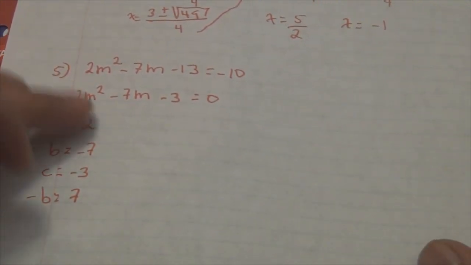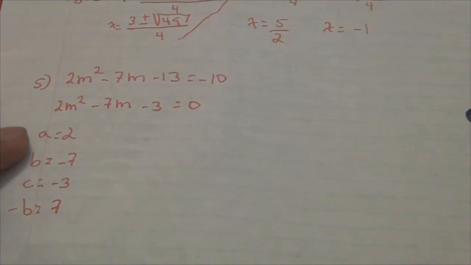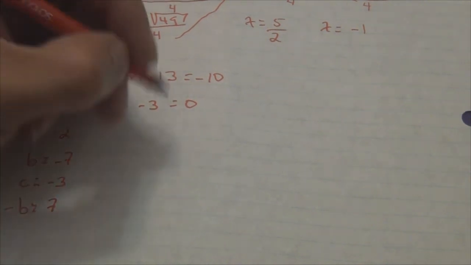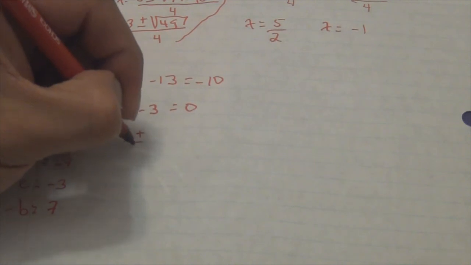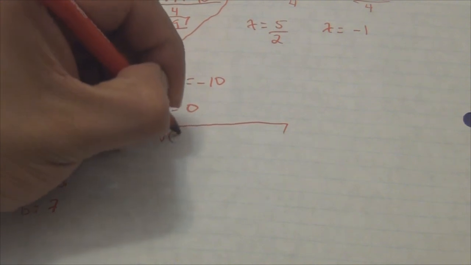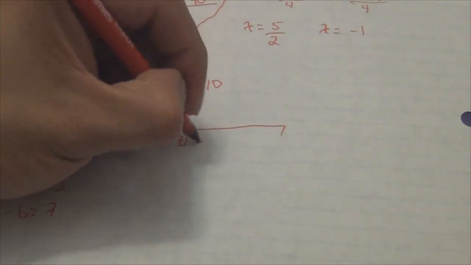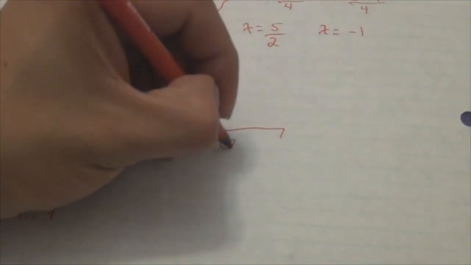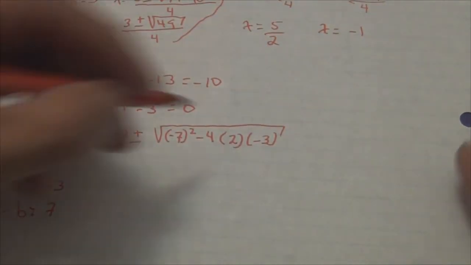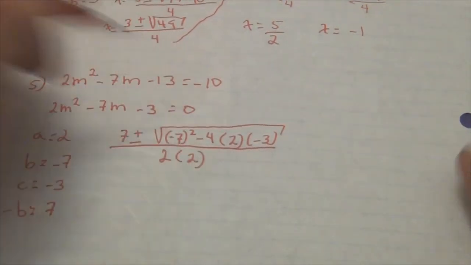And now let's use the quadratic formula. This polynomial right here is not factorable. That's why I need to show you what's going to happen. So negative B, 7, plus or minus the square root of B squared, which is negative 7 squared, minus 4 times A, which is 2, times C, which is negative 3. And everything divided by 2A, 2 times 2.